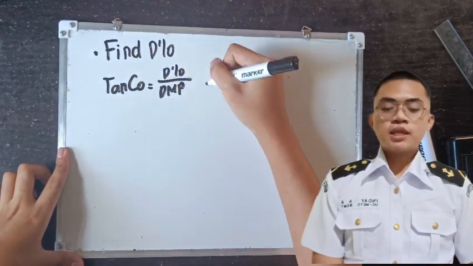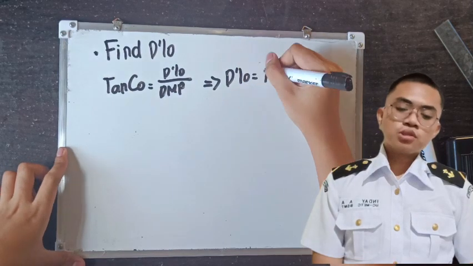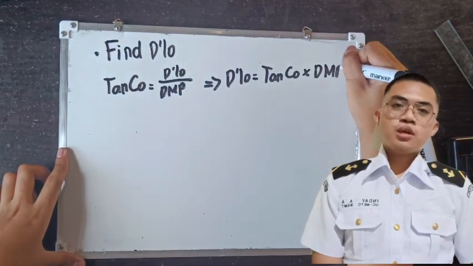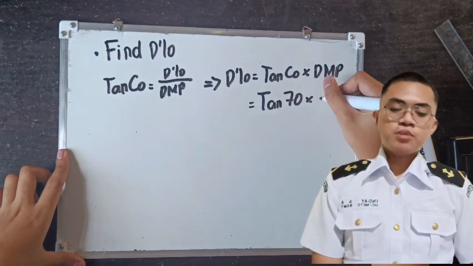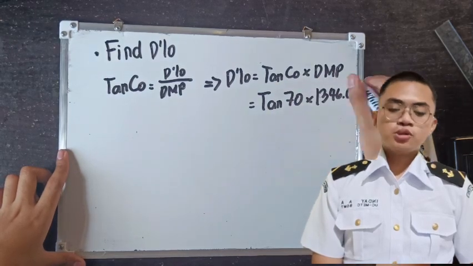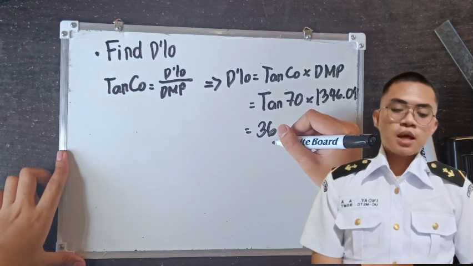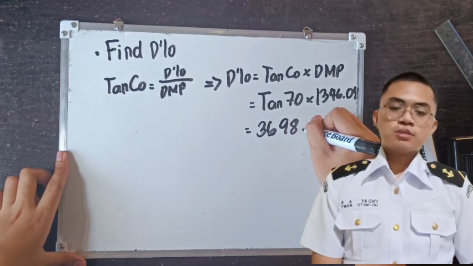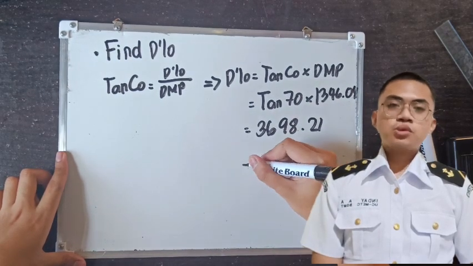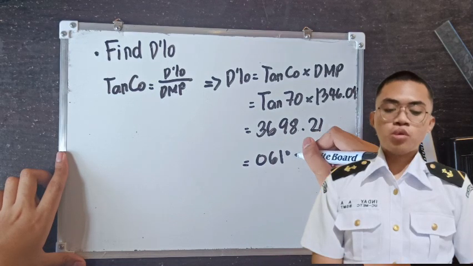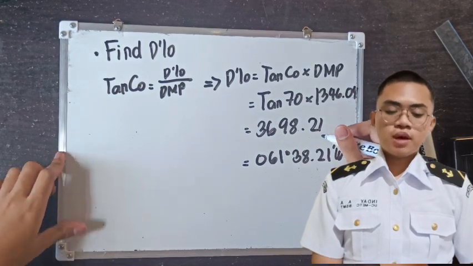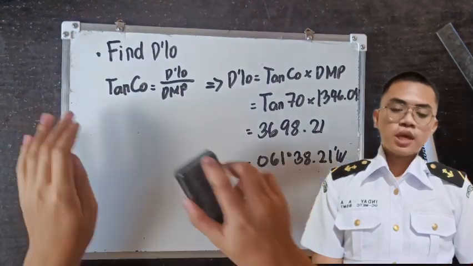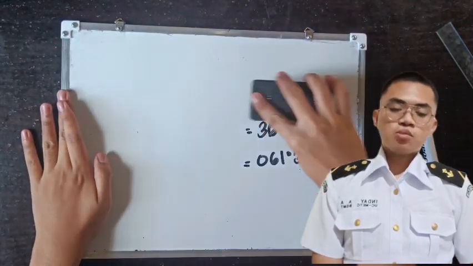We can obtain this by using the formula tan course is equal to DLO over DMP. Changing it into DLO is equal to tan course times DMP. Substituting the variables, we have tan 70 times 1346.04, which is equal to 3628.21. Converting it into degrees by dividing it by 60, we have 61 degrees 38.21 minutes west.